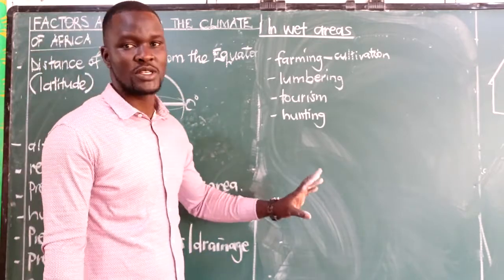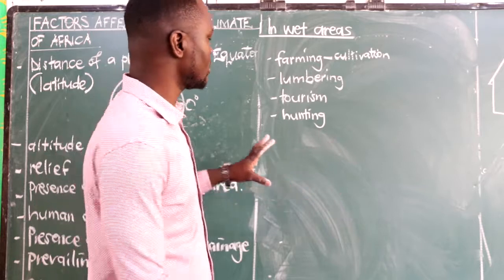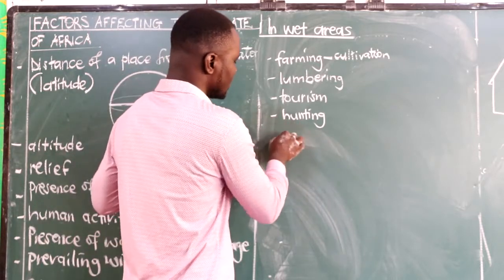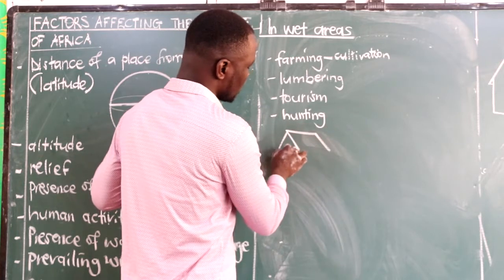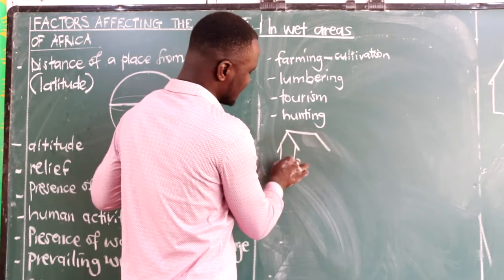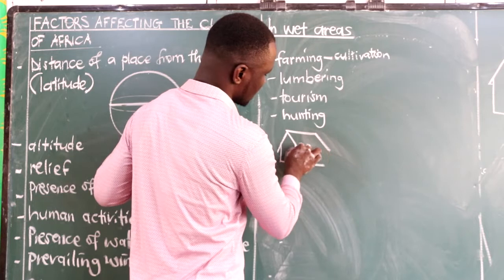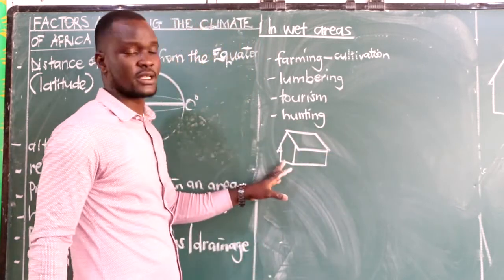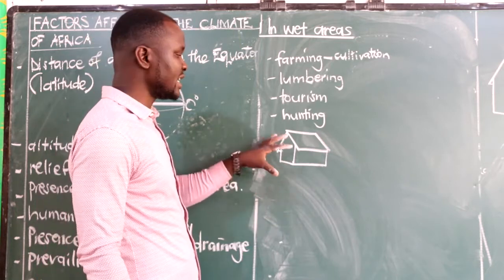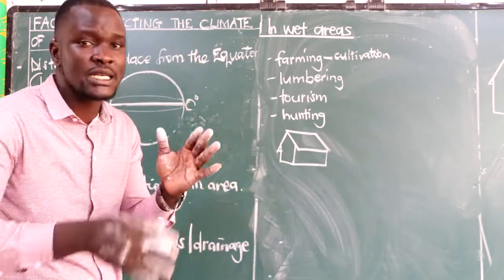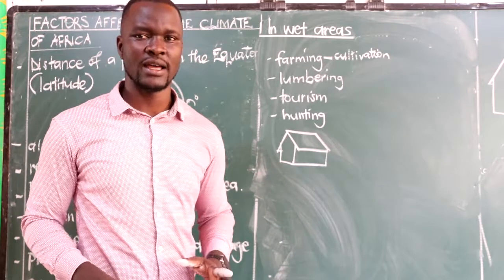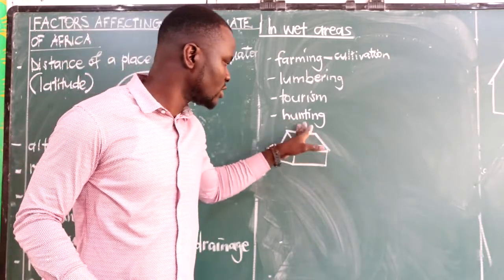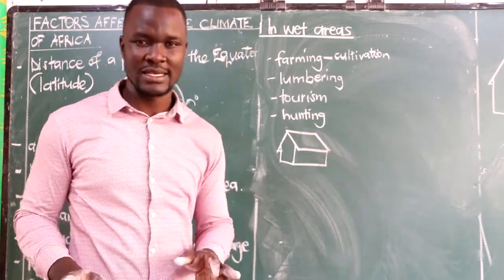And then we also say that people in these areas should build houses which have slanting roofs, like we are having here. We say people in these areas build houses with slanting roofs. And what is the reason here? To allow the rainwater to flow downwards easily.